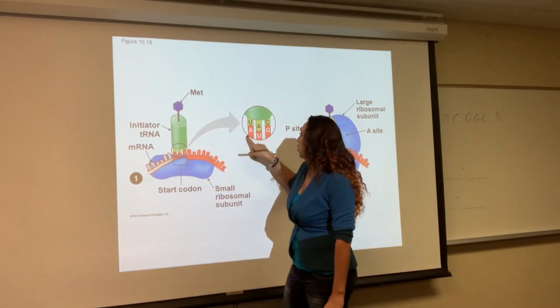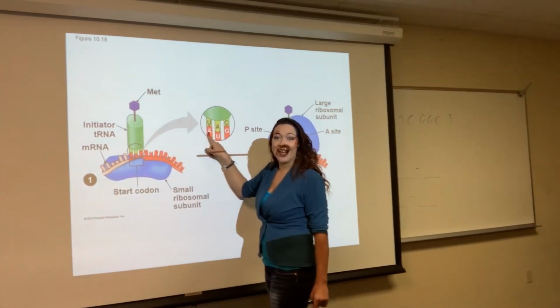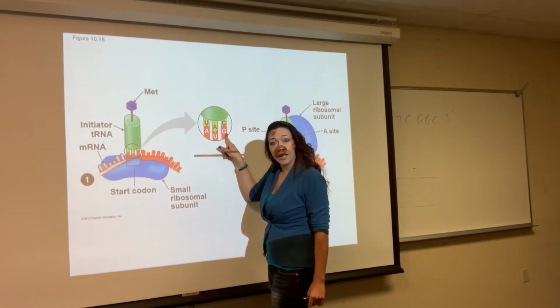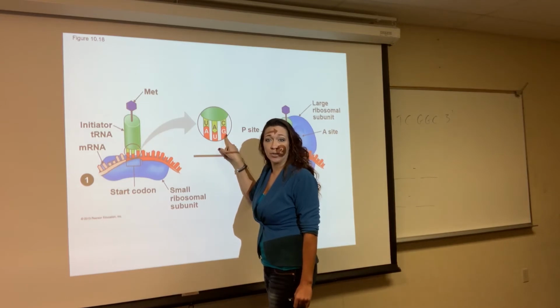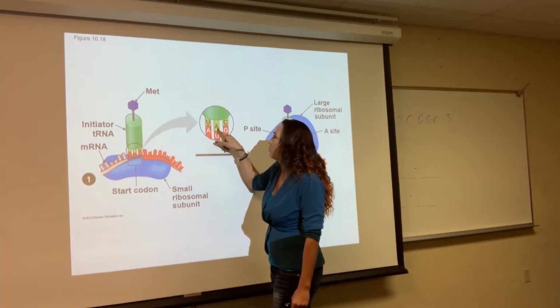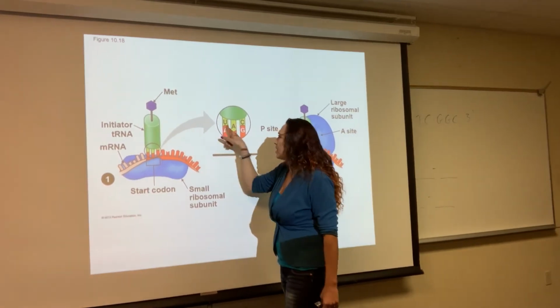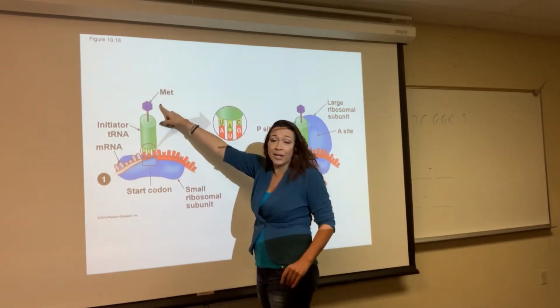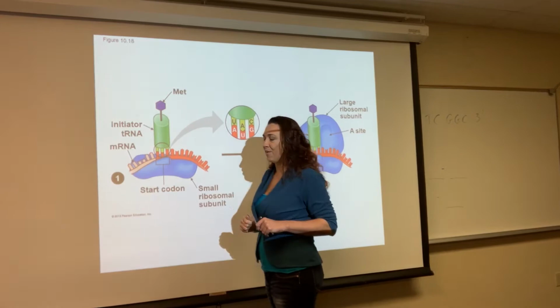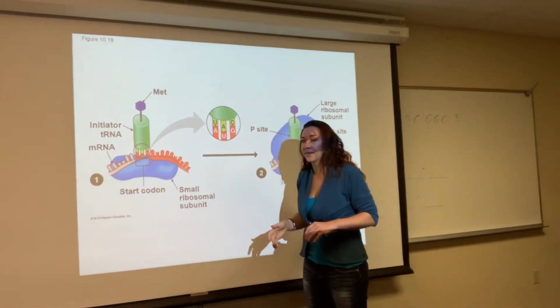Okay? So my start codon is AUG. Yes, you will need to know that. AUG is the start codon. The anticodon is UAC. You don't need to know that. But this is just the start codon. The anticodon is going to fit there. It's going to bring in methionine, and now you're actually going to have the start of your amino acids.